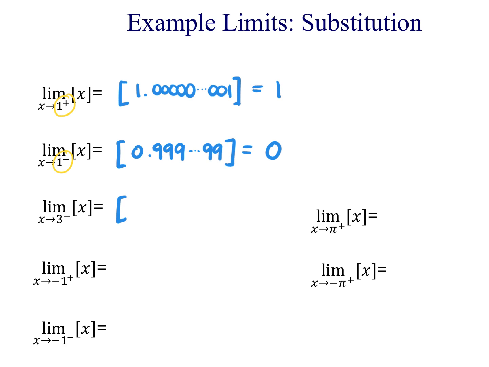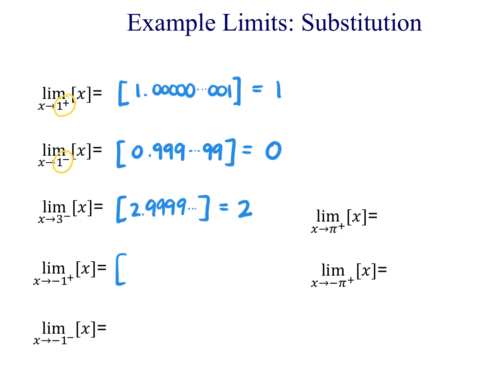Okay, so give me an example of what I would plug in for 3 minus. Okay, 2.99999 and several of those. Okay, what would the answer be to the result that's lower than that? 2. Okay, how about -1 plus?